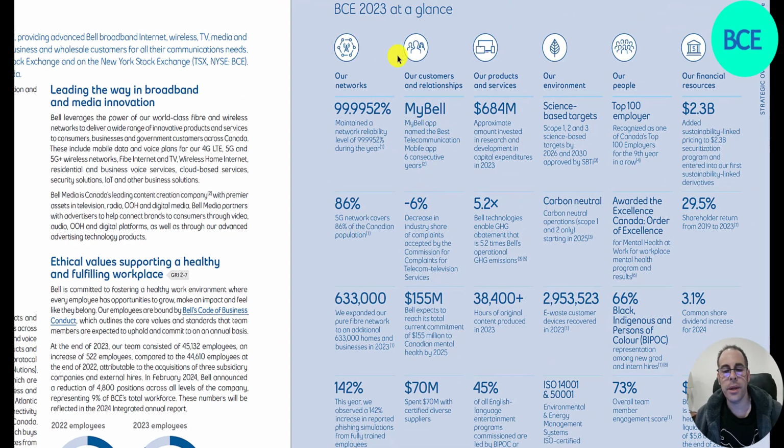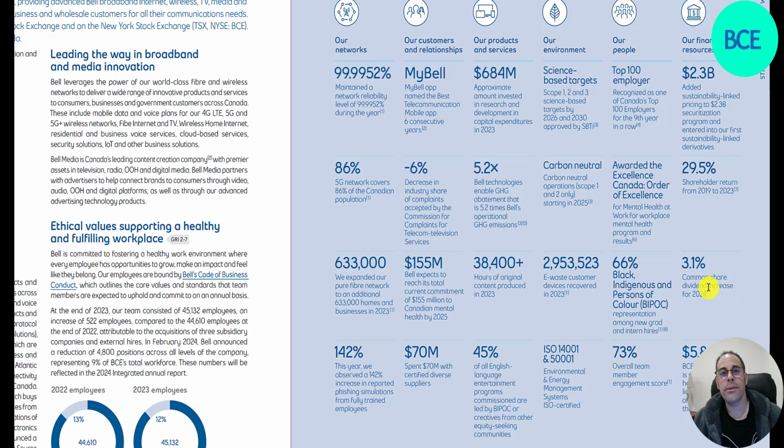This is for 2023. 5G is the big thing in telecom, and they cover 86% of the Canadian market. Also in 2023, they added 633,000 fiber network homes and businesses. They also produce content. They produced 38,400 hours of original content last year. They are a dividend aristocrat. They raised their dividend 3.1% in 2024. They've been paying a dividend for decades.